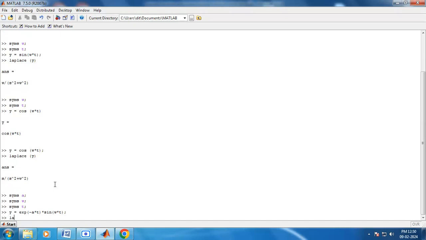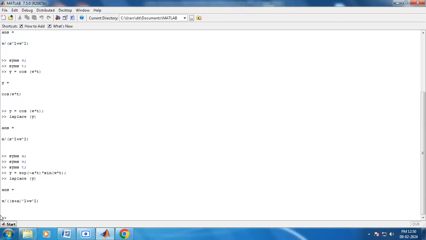Now Laplace of function y. So our result is omega divided by (s plus a) whole square plus omega square. We know that when the exponential function is multiplied with the sine, s will be replaced by s plus a when it is minus, and when it is plus it will be replaced by s minus a.